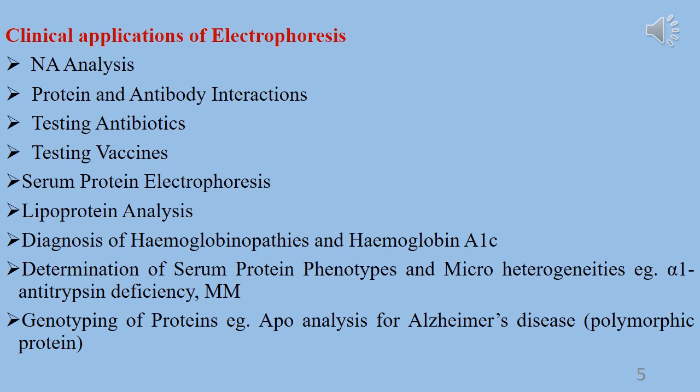Determination of serum protein phenotypes and microheterogeneities, for example, alpha-1 antitrypsin deficiency or MM. MM is meningomyelocele. It is a sign which is concerned with embryology or pediatrics. It is used to study congenital defects. Genotyping of proteins, for example, APO analysis of Alzheimer's disease. APO analysis is a study which involves APO-E and APO-CL, which are associated with dementia in Alzheimer's disease.